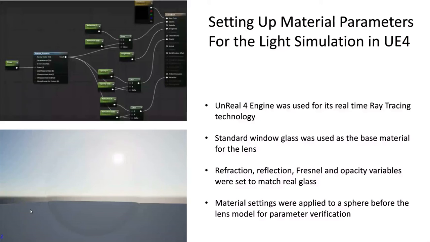To set up for this, we had to have a bunch of parameters to meet real world window glass, which was used as our base material. For this, we need to have the reflection, refraction, Fresnel, opacity levels, power levels, and optical levels set to match real glass. From there, we took our parameters and applied them to a sphere to get a quick approximation of what our base material would look like before it was applied to our model.